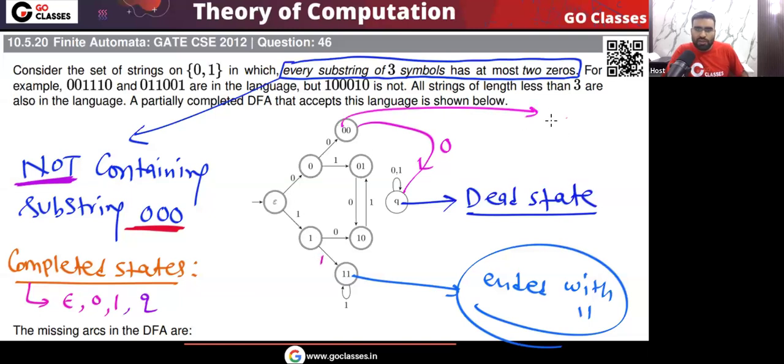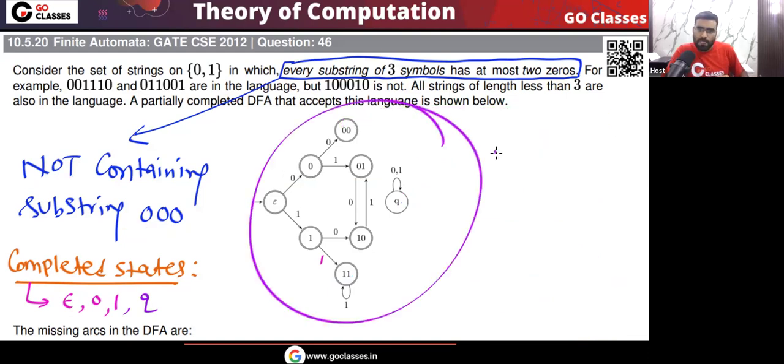This state is telling you so far we have ended with 0 0. So these states are telling you something. If you notice, every state is labeled.